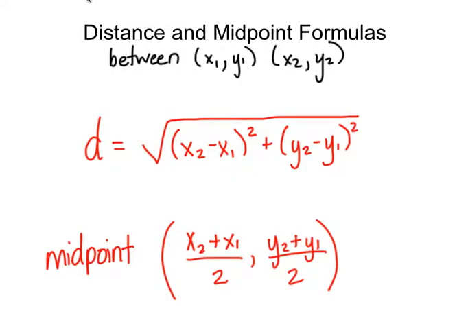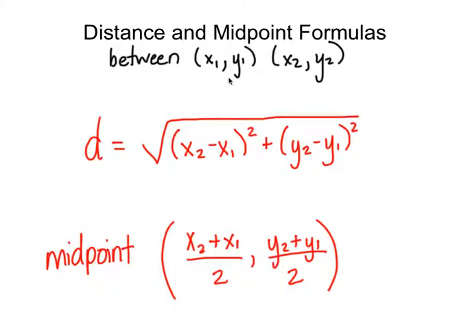Hey everyone, in this video I'm going to go over the distance and midpoint formulas that you need to find the distance and midpoint between two ordered pairs. So the two ordered pairs that I'm going to give you at first are just x1, y1, x2, y2. Now this should look familiar because you do this when you're finding slope.